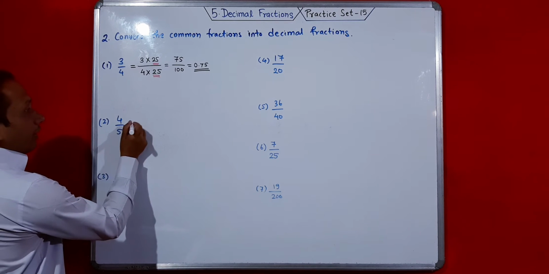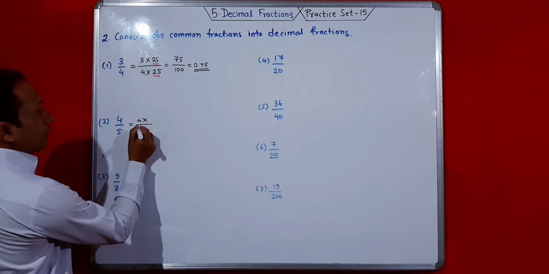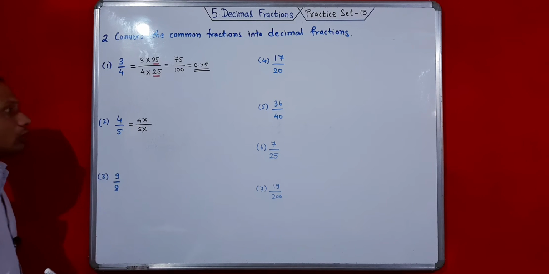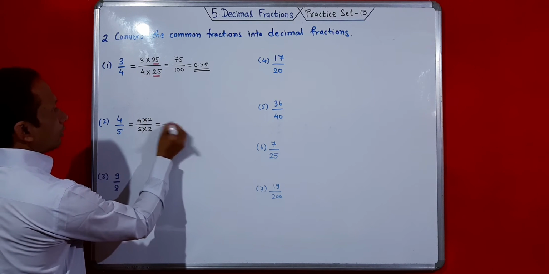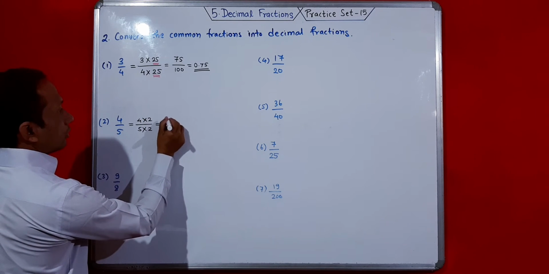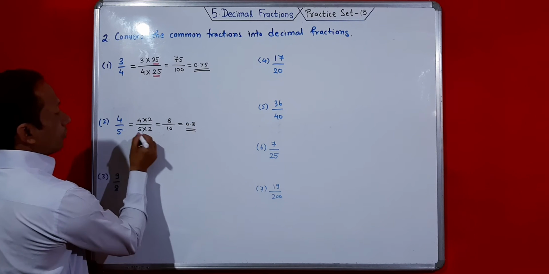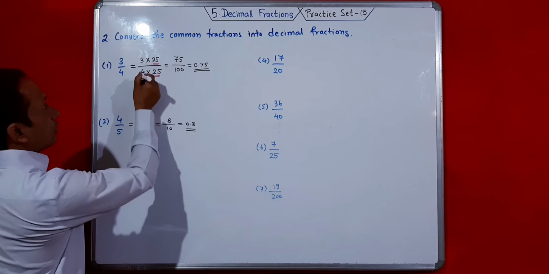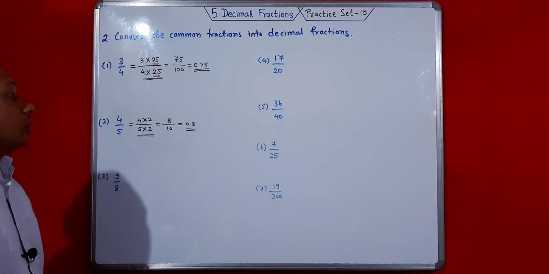Now 4/5. I have to convert the 5, so I will get at least 10 if I multiply by 2. So this will also be multiplied by 2, giving 8 over 10, so 0.8. So you have to convert this denominator into 10, 100, 1000 or 10,000.